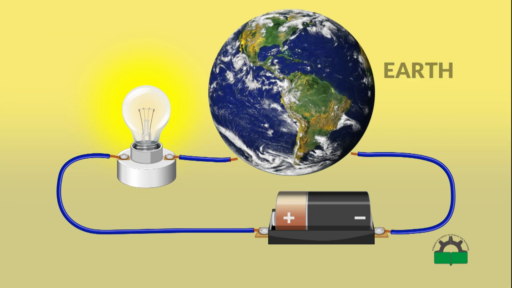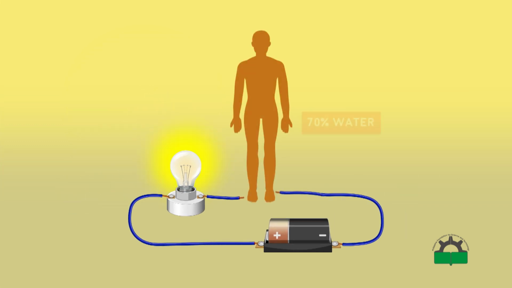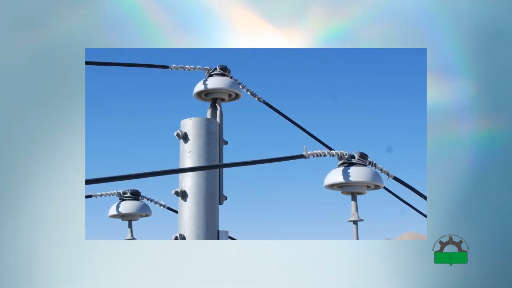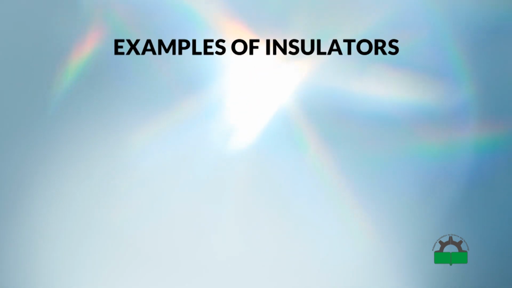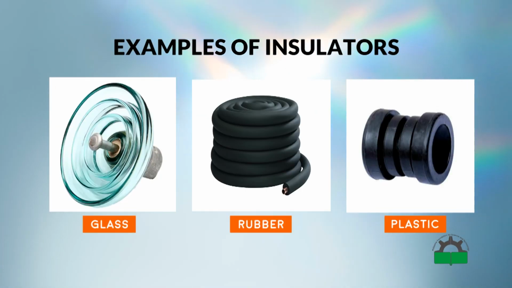The earth, animals, and water are conductors of electricity. The human body, which is mostly composed of water, is also a conductor of electricity. This is why we get electric shocks. Insulators can provide protection from electric current. Examples of insulators are glass, rubber, and plastics.